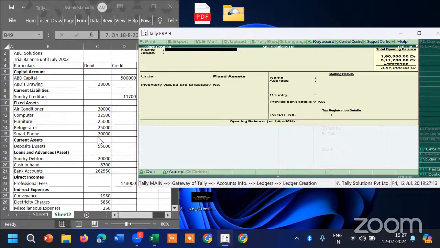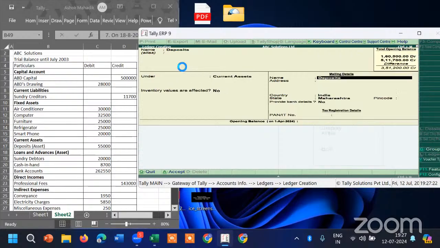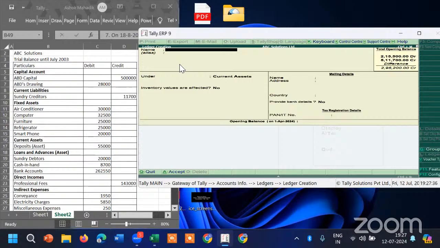Then deposits are there. The heading is current assets, and I'll write deposits under current assets. Amount is 55,000. Then they have given the heading of loans and advances, but we'll keep it under current assets only. Okay. Sundry debtors, amount 20,000.